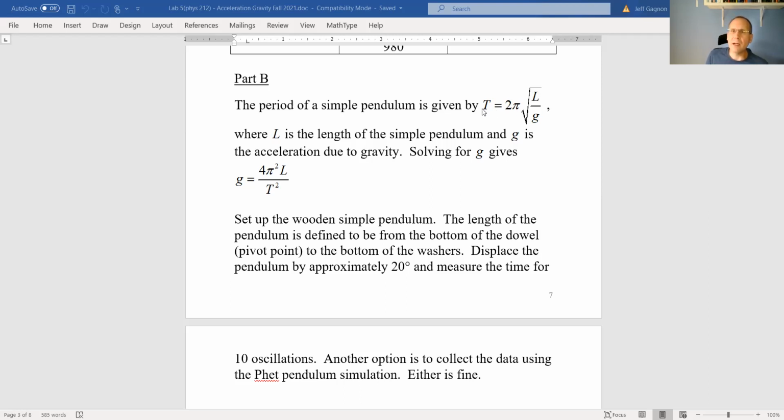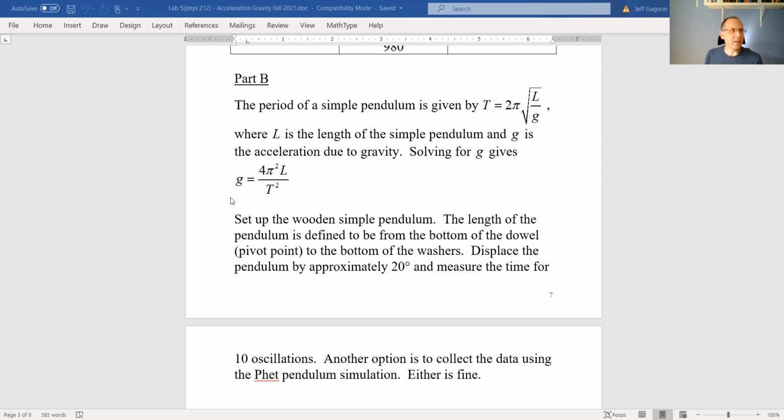So what we can do here is rearrange this equation. You can solve this equation for g. A little bit of algebra. If you work this out, you're going to find that g is equal to 4 pi squared times L, which is the length of the simple pendulum, divided by the period squared. So we can measure the length of the simple pendulum and we can measure the period. And once we have those values, we can plug them in and compute g. So it's another way of finding g, the acceleration due to gravity.